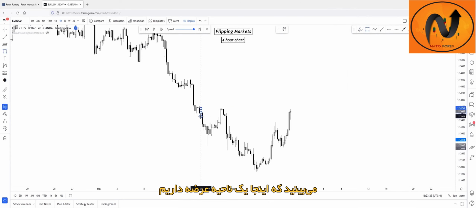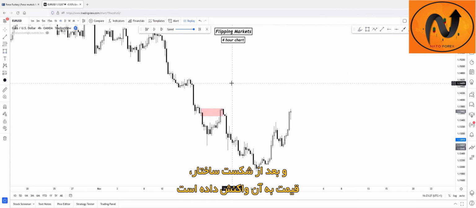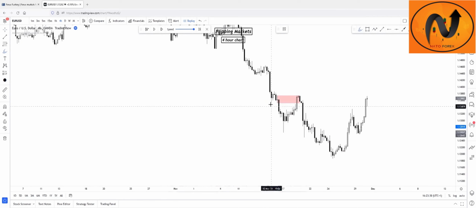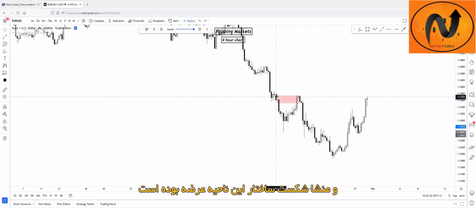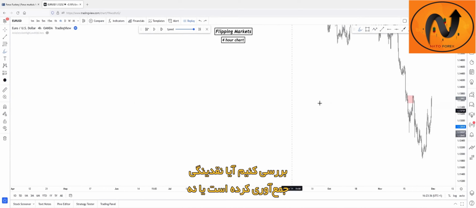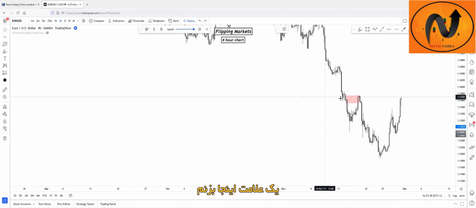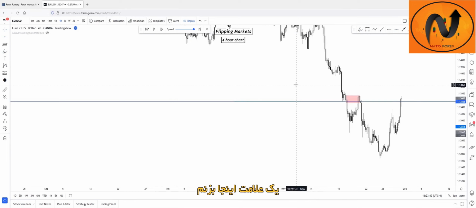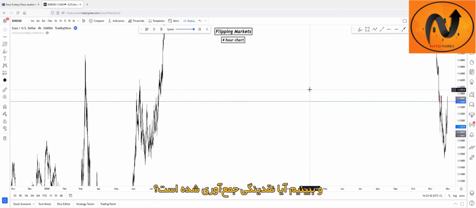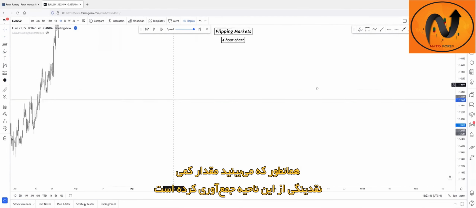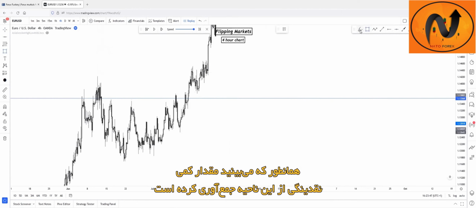As you can see, we had this supply zone right here that price just respected after the breakout structure. So here was the breakout structure, and the breakout structure happened from this supply zone. Let's see if it swept any liquidity. Let me just put my marker right here, and let's see if it swept liquidity. As you can see, it actually swept small liquidity from this region.